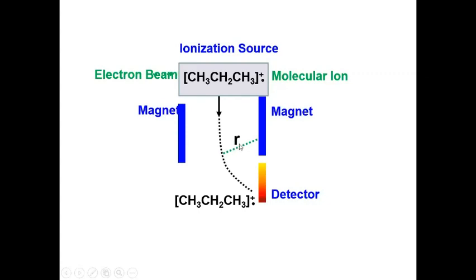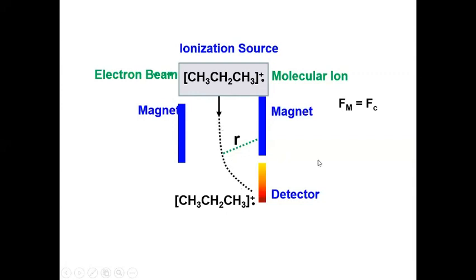So here we can write the radius of this curvature, and some physics is involved. We want to calculate the radius of the curvature of the molecular ion reaching the detector. Here we are putting this molecule in a magnetic field, and the molecular ion follows some curvature.